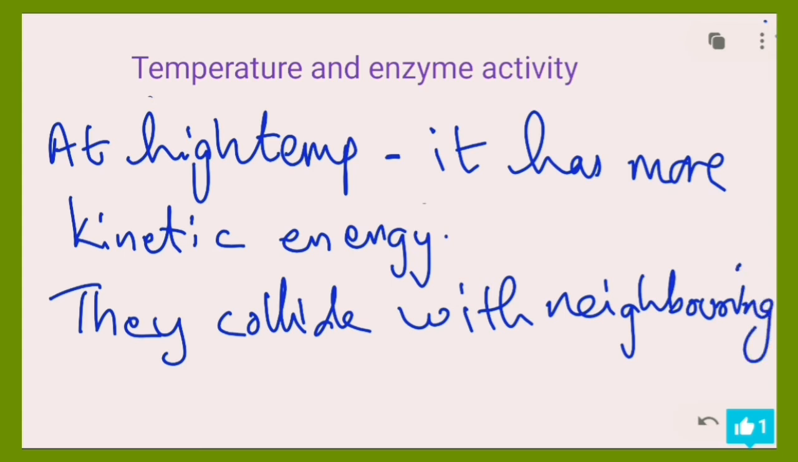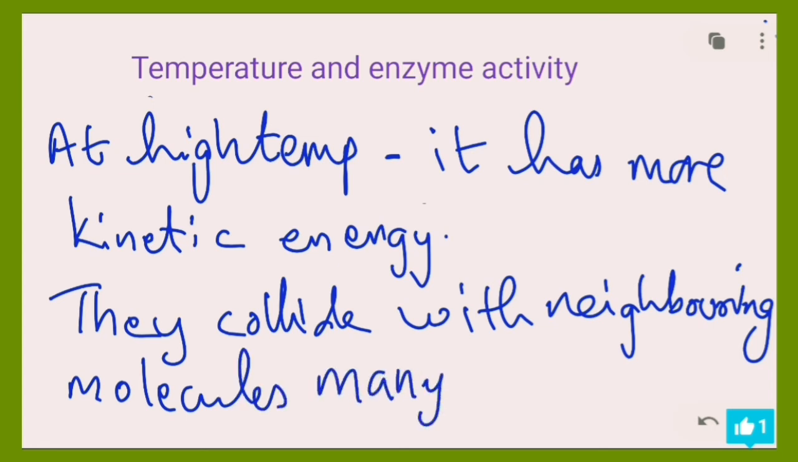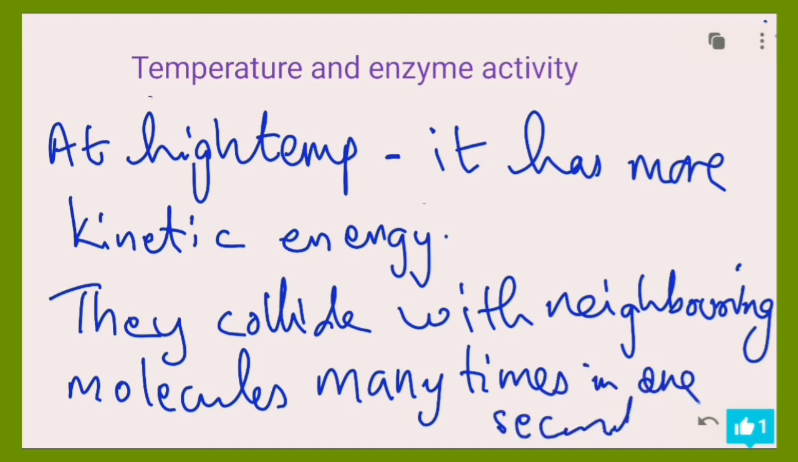Neighboring molecules many times in 1 second. So in 1 second, amylase will keep on hitting every different starch molecule that's next to it, and it will produce more product in just 1 second. So when you increase the temperature, it will make sure your reaction is more likely to happen and also faster. Therefore, in short, rate of reaction increases.